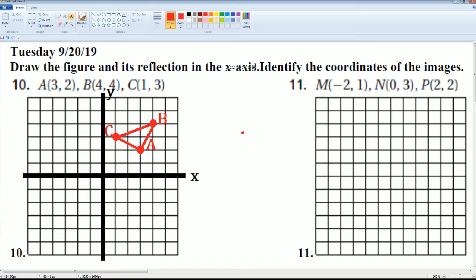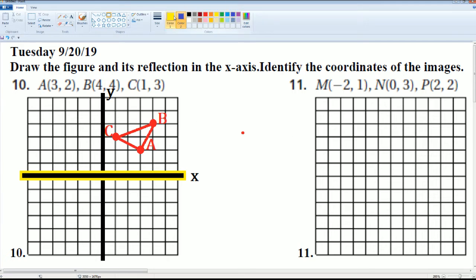The line of reflection is on the what? It says it right here, x-axis. So, I'm going to get a highlighter. Let me highlight. I'm going to highlight my x-axis. Okay, that is my line of reflection right here. You see how I highlighted the x-axis? That is my line of reflection. So I'm reflecting over this.